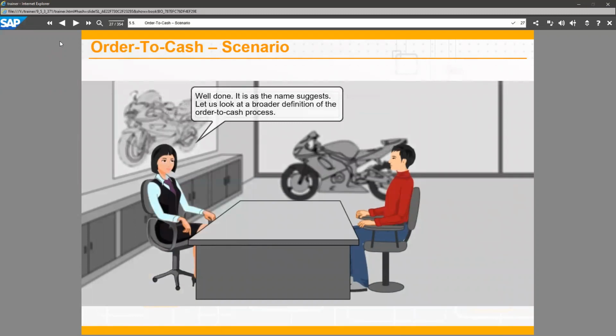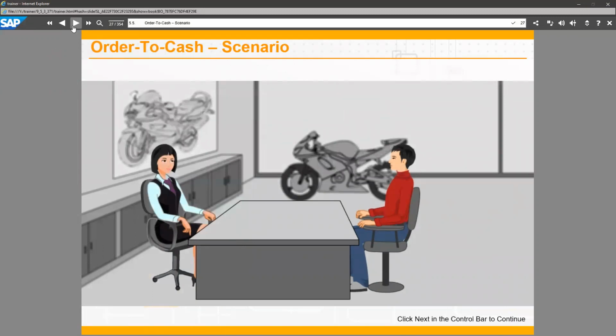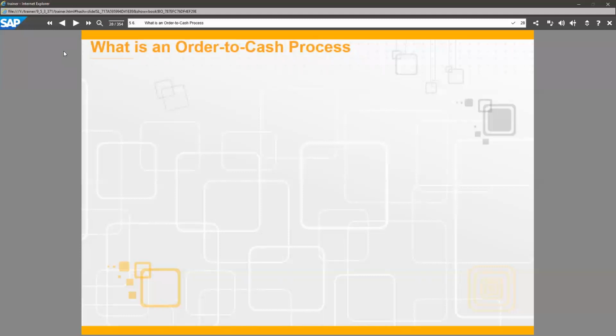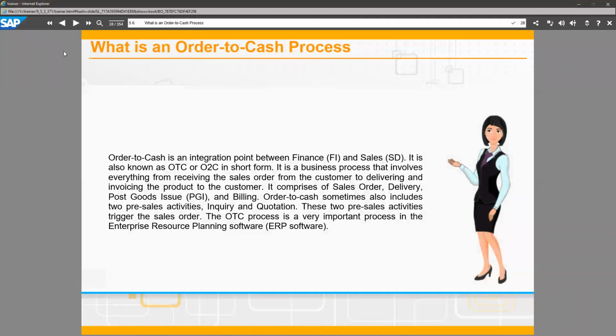Let us look at a broader definition of the order to cash process. Order to cash is an integration point between finance, or FI, and sales, or SD. It is also known as OTC or O2C in short form. It is a business process that involves everything from receiving the sales order from the customer to delivering and invoicing the product to the customer.